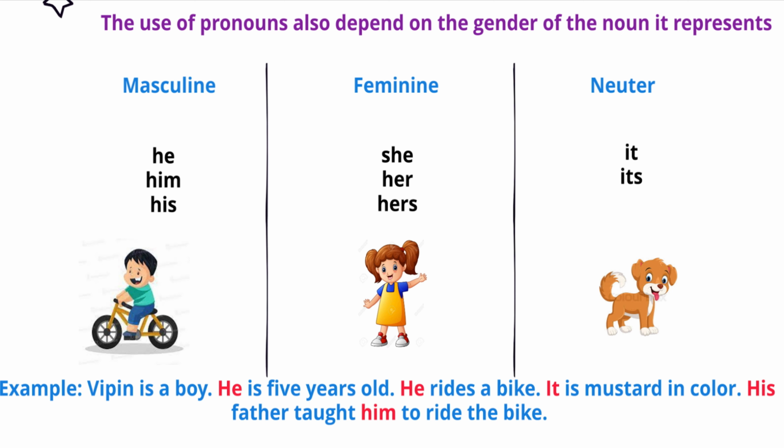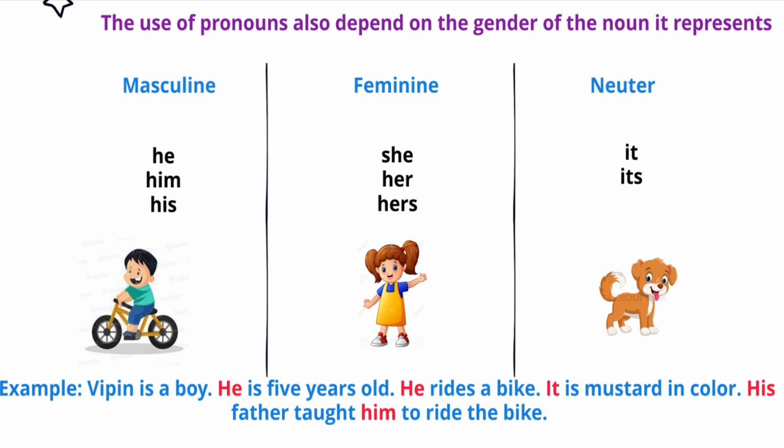Neuter would be it shows or it relates to the things or animals and birds. So you can see a dog in the picture. So what can you say? You can say it is a dog or it is a cat, right?